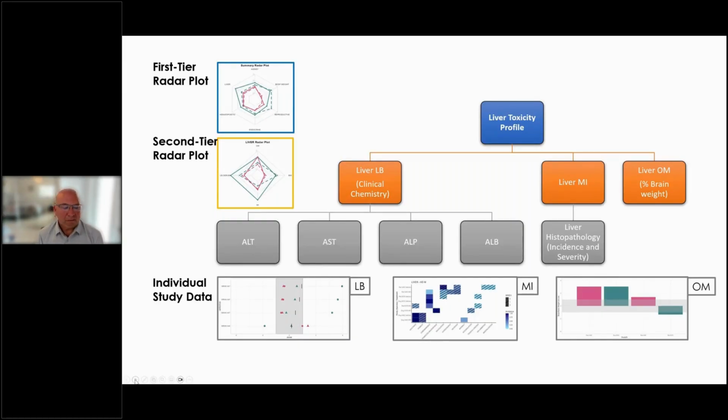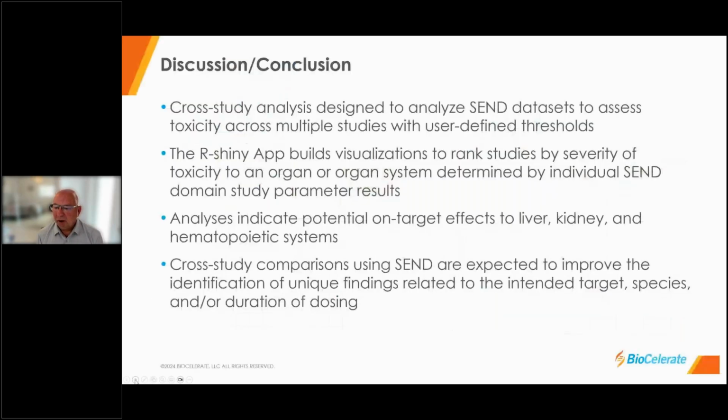So next slide. To summarize briefly what we've been through. As we emphasized, we've created this R Shiny app and this analysis platform with the user-defined thresholds. This ranking of severity and being able to compare across species has enabled the ability to look at multiple studies at the same time without being lost in the magnitude change, the differences in parameters between species.